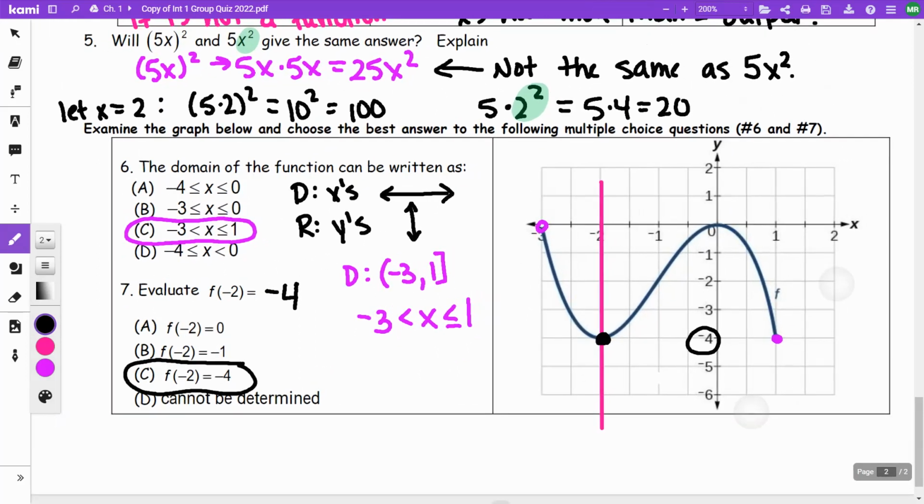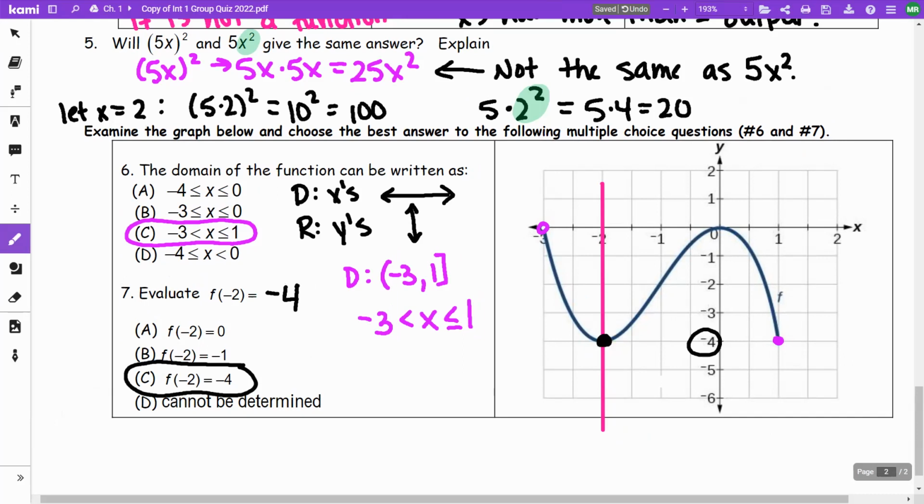So hopefully this helps you. Make sure you understand how to do all of these problems for our test on Wednesday.